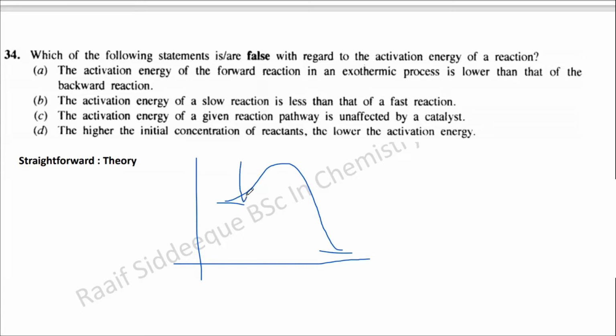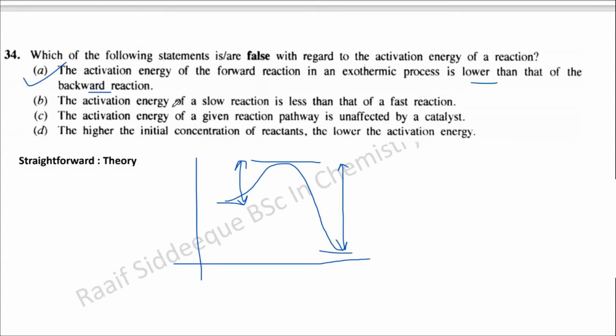So this is the activation energy of the forward reaction. And this is the activation energy of the backward reaction. So what they are telling is the activation energy of the forward reaction is lower than the activation energy of the backward reaction. In fact, this statement is correct.